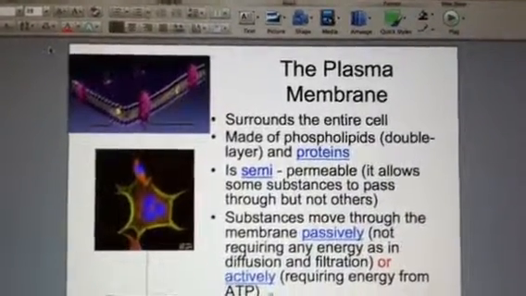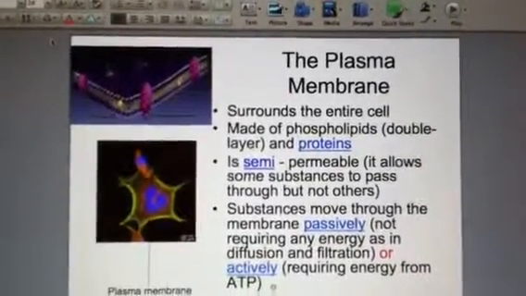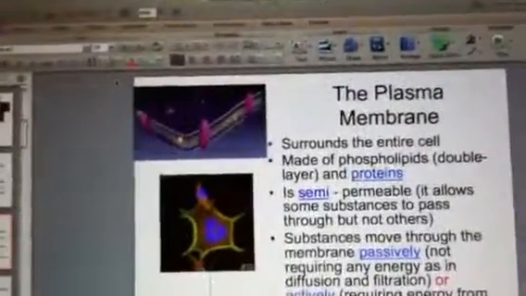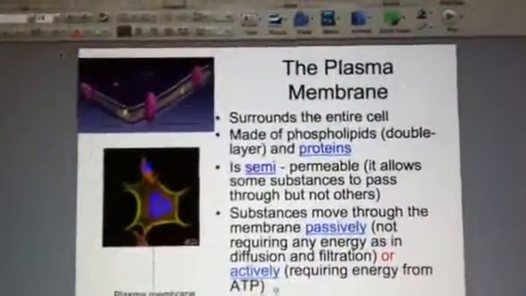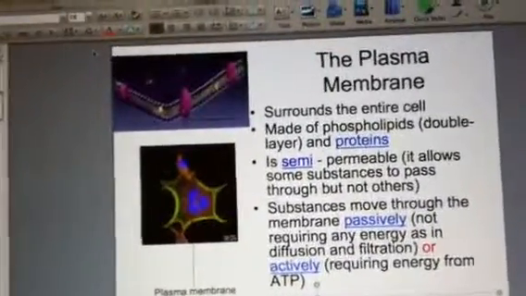This is Slide 6. This is one of the first organelles of the cell that we're going to look at, called the plasma membrane. It surrounds the entire cell. It's responsible for the integrity of the cell's interior. It helps keep the cell's shape, among other things.